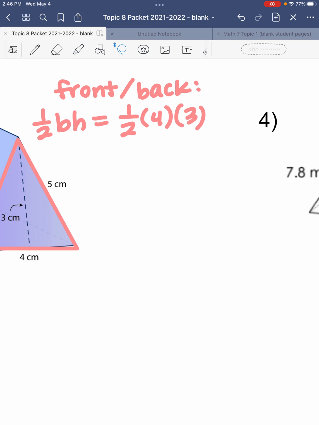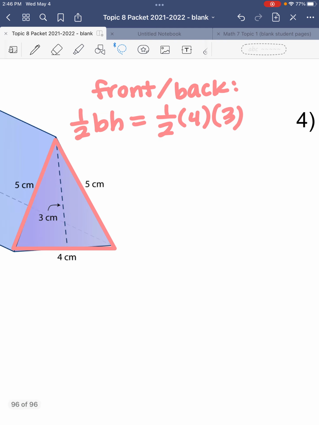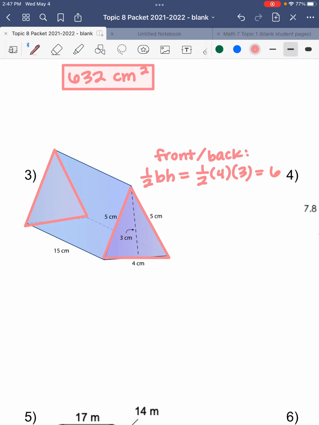Well, 1/2 times 4, I know, is 2. And 2 times 3 is 6. So the area of the triangle in the front and back is 6. So just remember, I've got 2 of those.